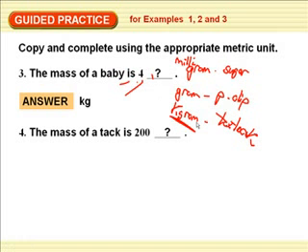The mass of a tack. A tack is like a thumbtack that you use to put in a bulletin board to put up papers. Is that 200 milligrams, 200 grams, or 200 paper clips? I don't think it's 200 paper clips. I'm going to say milligrams. Let's see what it comes up to be.